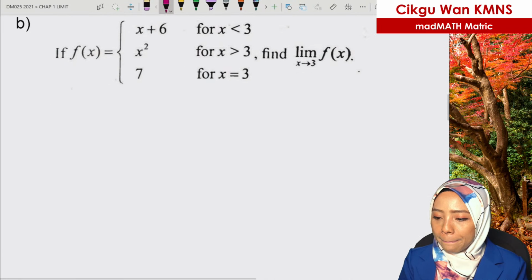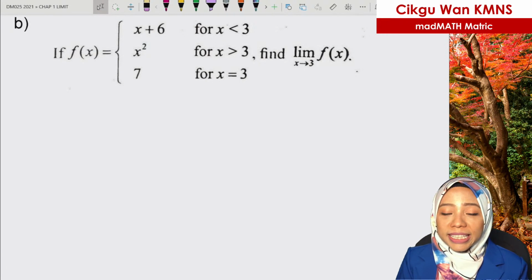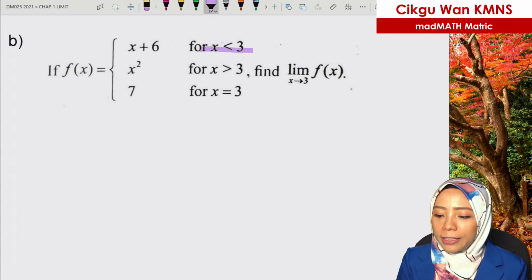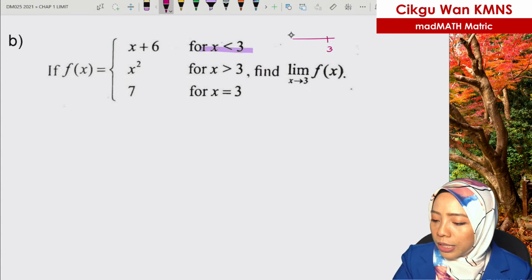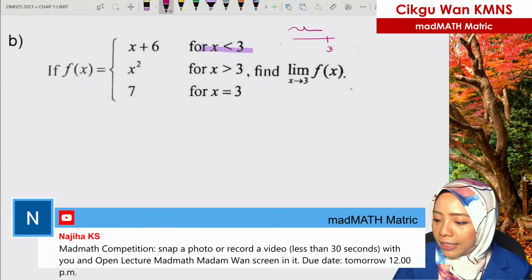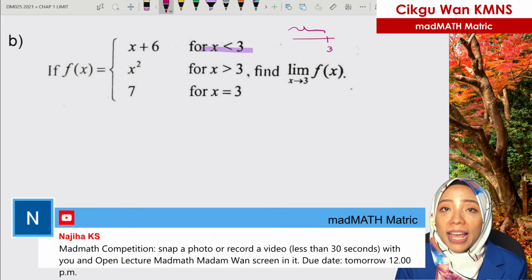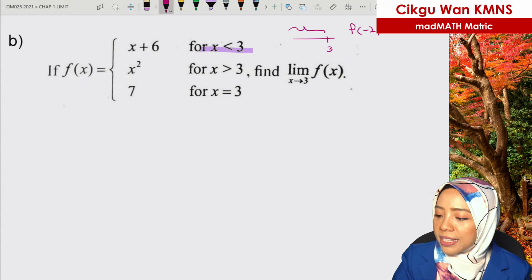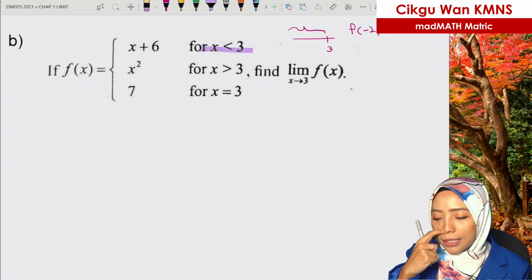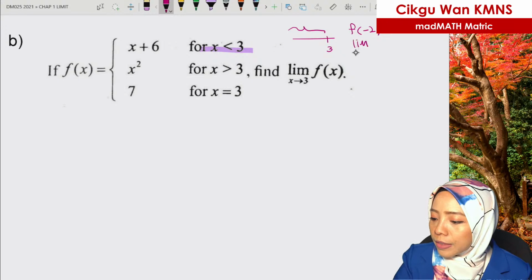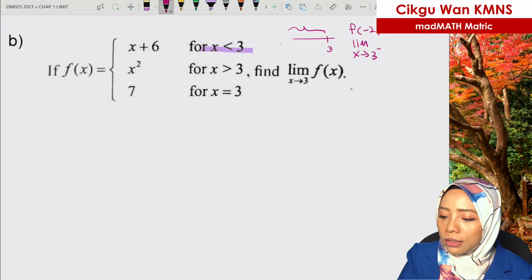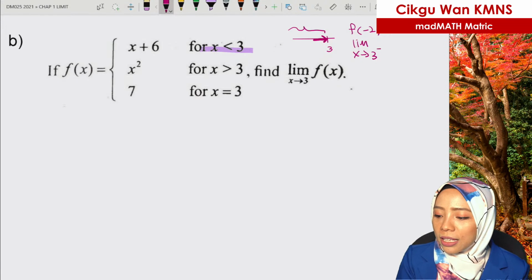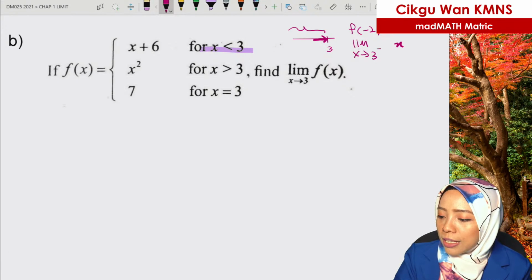Let us look at question B. When we get this, we interpret what we understand from its interval. What does it mean by x is less than 3? It means at 3, any values less than 3 will use the function x plus 6. So if the question asks f of negative 2, which function do we use? Must use x plus 6. But if it asks for limit x approaching 3 from the left, it still uses x plus 6.